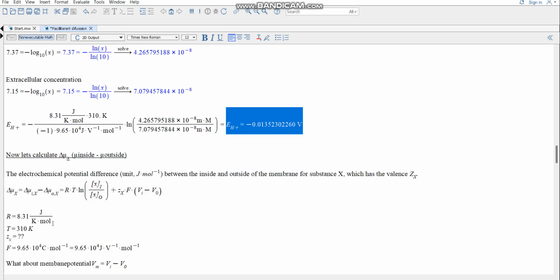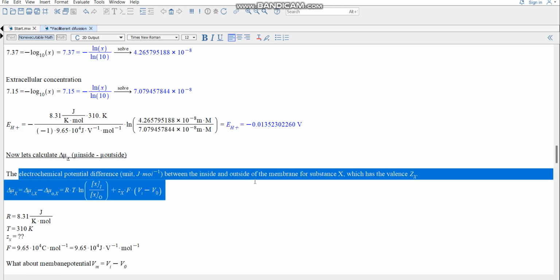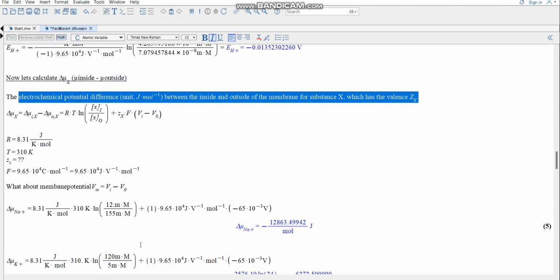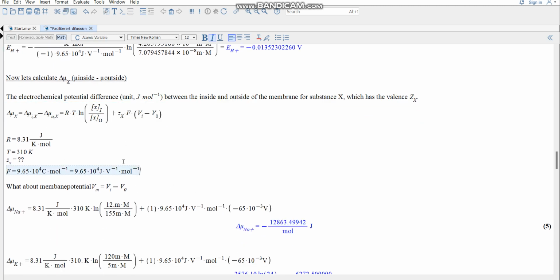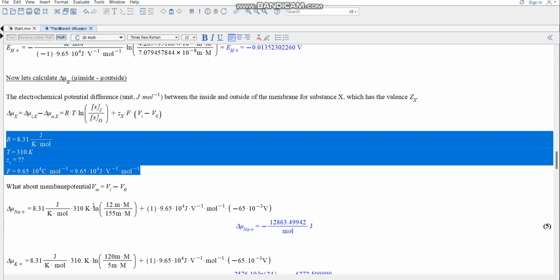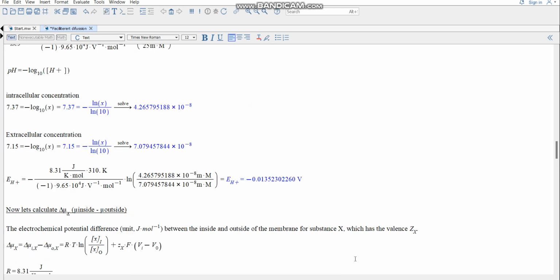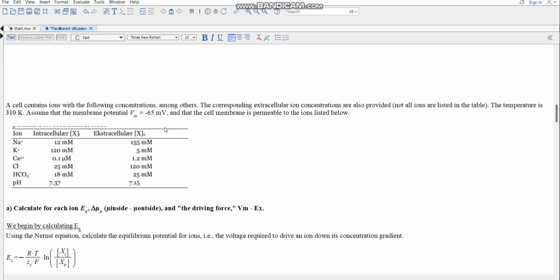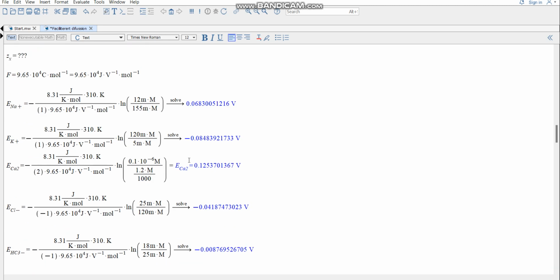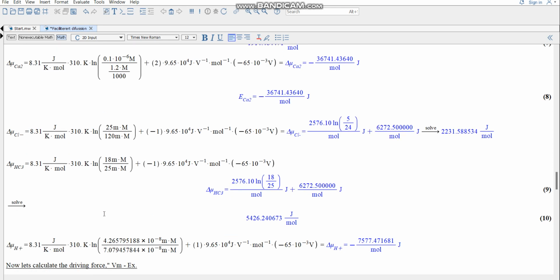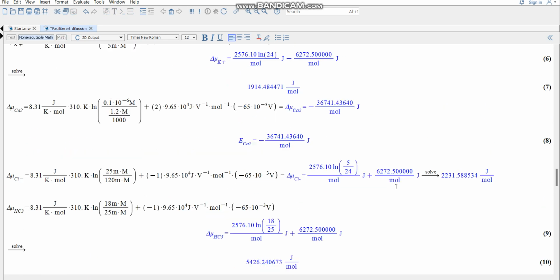And now let's calculate the electrochemical potential difference between the inside and outside of the membrane for each of the ions, which has a specific valence. We utilize this formula. We already have some constants given. The membrane potential is given in the task as minus 65 millivolts. And of course, the concentration in the intracellular and extracellular fluid is given. So now you can just put all these in and calculate. So here are the results given.